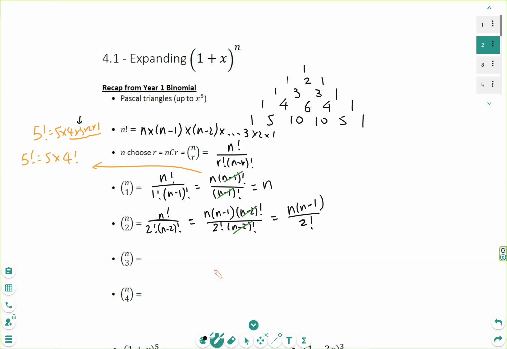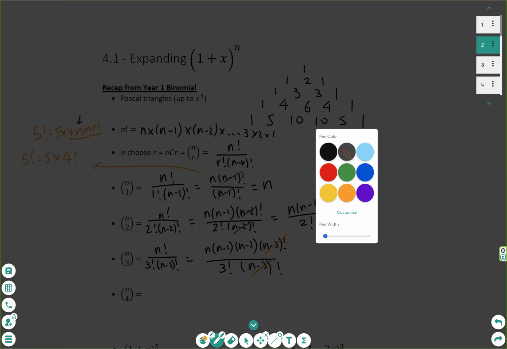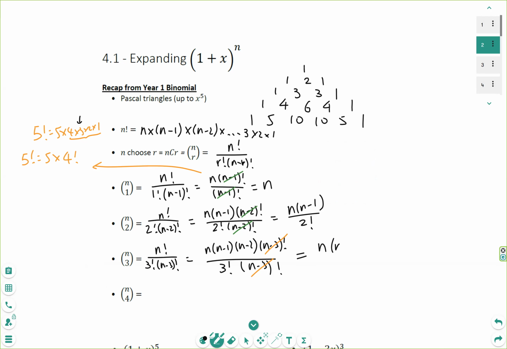And n choose 3. So n factorial. Now, if you're confident, try this. Try to derive this, see if you can get the same result as I do. So n factorial over 3 factorial times (n minus 3) factorial, which is n times (n minus 1) times (n minus 2) times (n minus 3) factorial over 3 factorial times (n minus 3) factorial. Now, (n minus 3) factorial can simplify each other, which gives you n times (n minus 1) times (n minus 2) over 3 factorial.